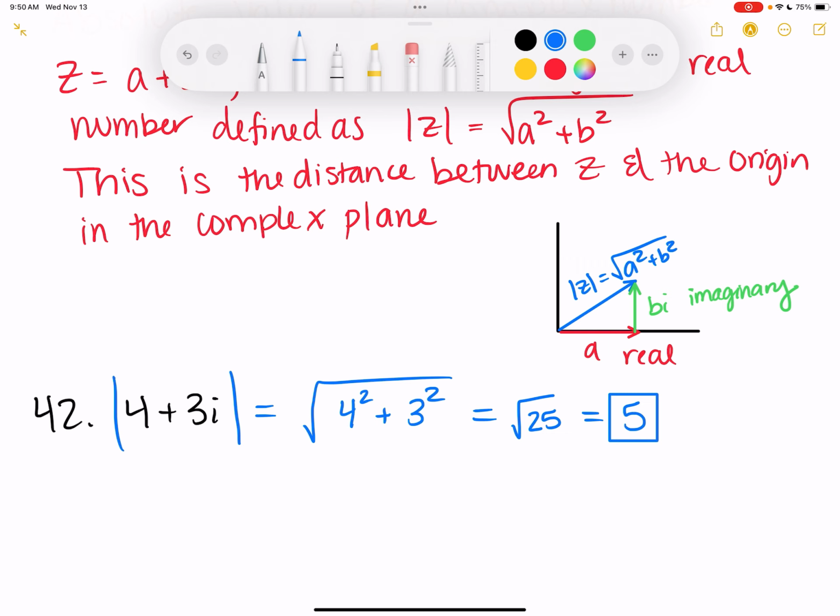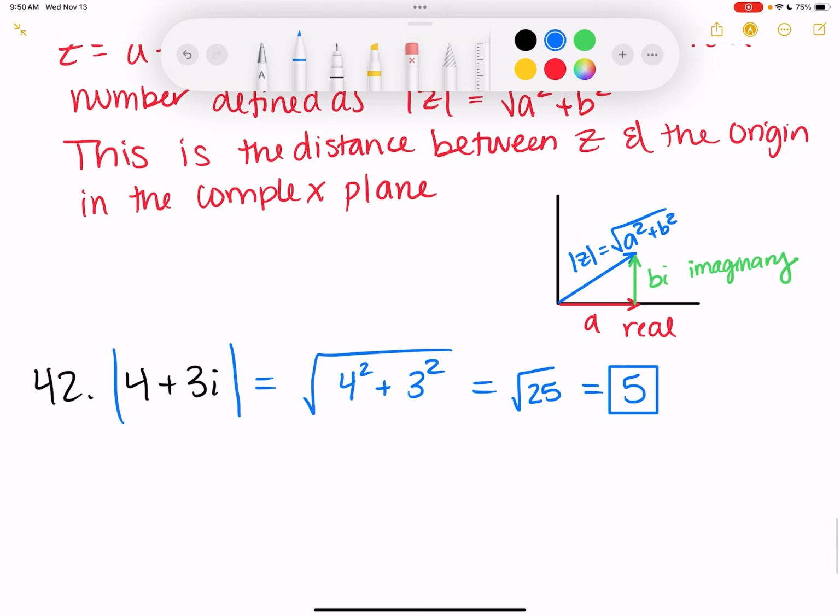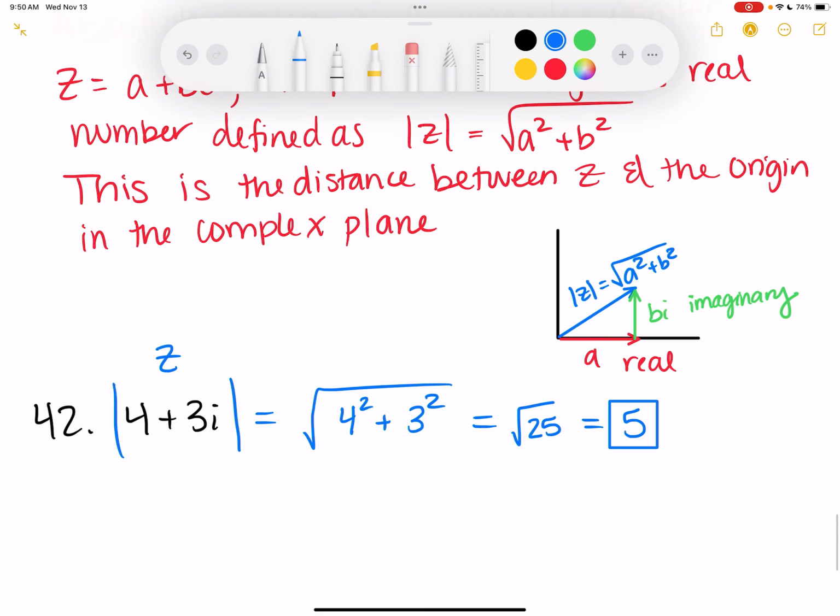So Z is our problem, right? Z is the 4 plus 3i. So now we know that the absolute value of 4 plus 3i equals 5. Is the problem solved? We don't have to do anything else with that? Yeah, that's it. That's the absolute value. It's the distance between the origin and Z. This is like a distance formula for complex numbers, kind of.